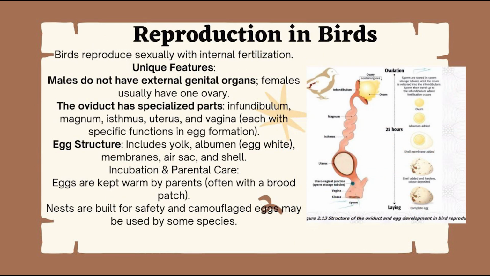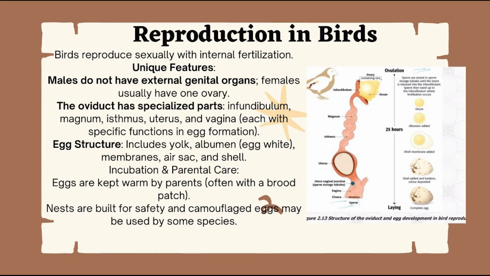Reproduction in birds. Birds have a unique reproductive process. Although male birds do not have external genital organs, the females have an ovary. Their reproductive system includes a specialized oviduct with sections that help form the egg, like the magnum, isthmus, and uterus. Once an egg is formed, it is incubated by the parents, often with the help of a brood patch, until the chick hatches. Parental care is vital, with many birds building nests to protect the young ones.